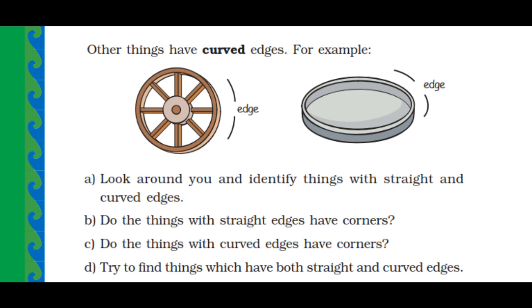Now with straight edges, can you give one example? We can write table, cupboard, etc. And curved edges, leaves, coins, etc. Do the things with the straight edges have corners? Yes, things with straight edges have corners. Do the things with curved edges have corners? No. Things with curved edges have no corners. Now try to find things which have both straight and curved edges. Can you name? We can write fan, piece of pizza, etc.